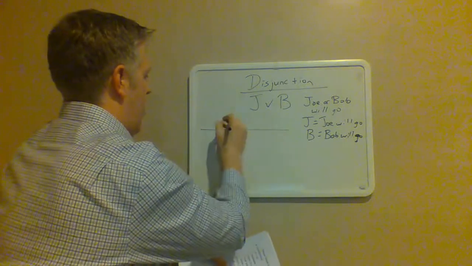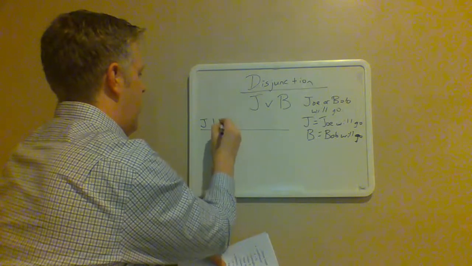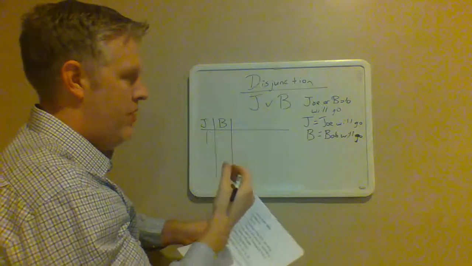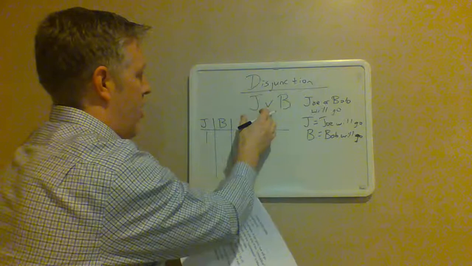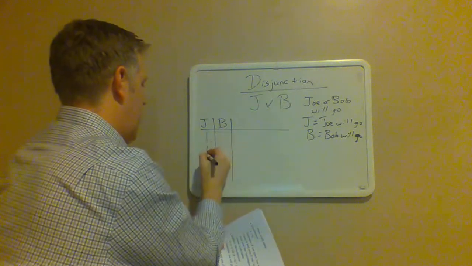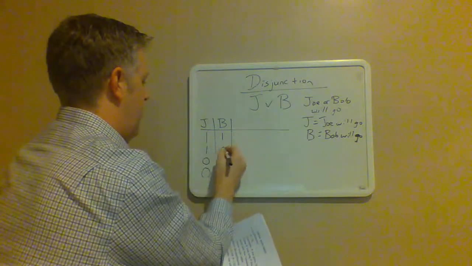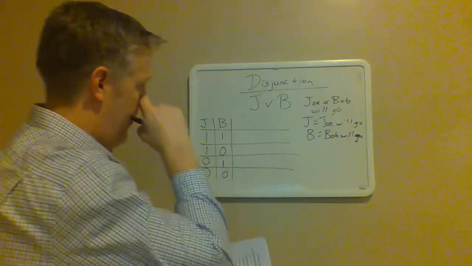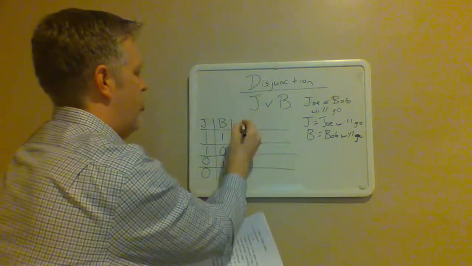Again, we start by putting up our reference columns for our basic claims, J and B. It always looks the same in a two-claim expression, right? When two claims are involved, it's always going to be 4 rows. And so the far left one's always going to be true, true, false, false. And the one on the right is going to be true, false, true, false. Okay. Now we're already in a position to determine the truth value of the disjunction as a whole.